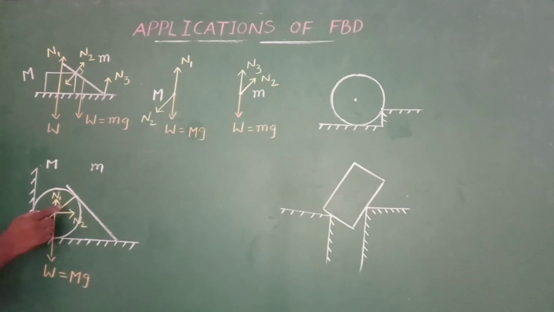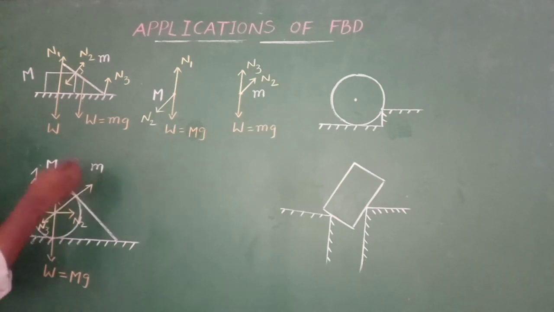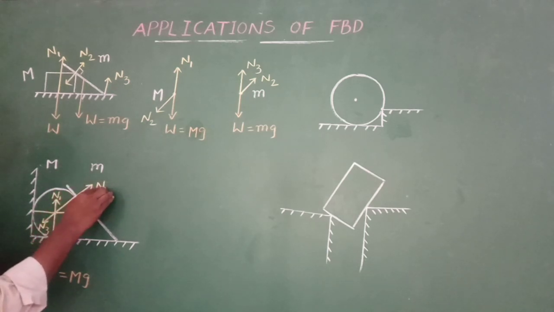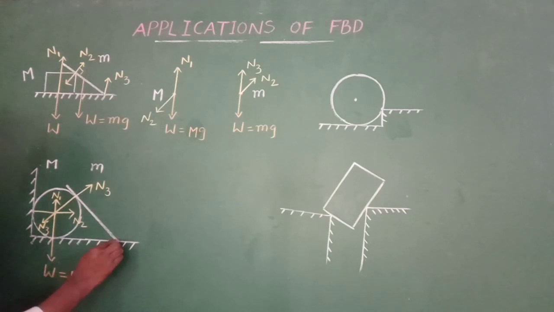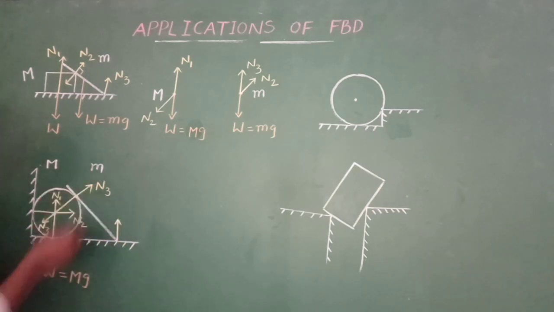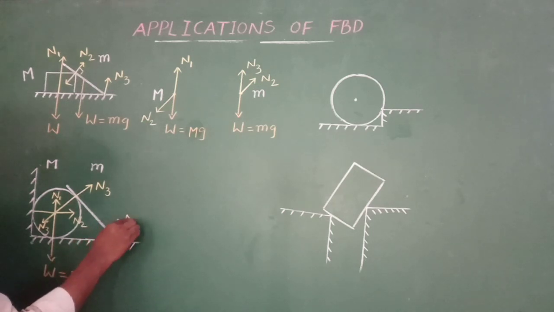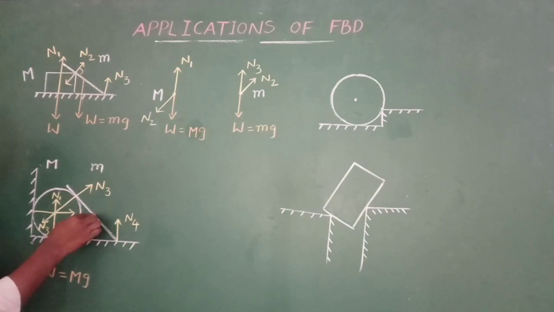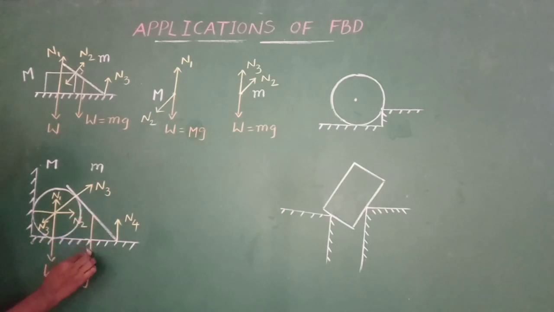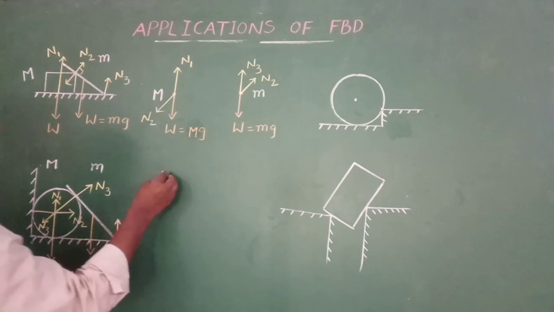Now here, this sphere also exerts a normal reaction on the rod. So on the rod, the normal reaction acts in this direction. This is N3. And this rod is in contact with a horizontal surface. This horizontal surface exerts normal reaction N4. And the weight of the rod acts downward, from the center of the rod, small mg. So first we draw the free body diagram for the sphere.